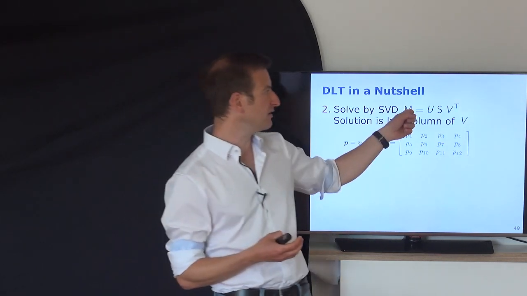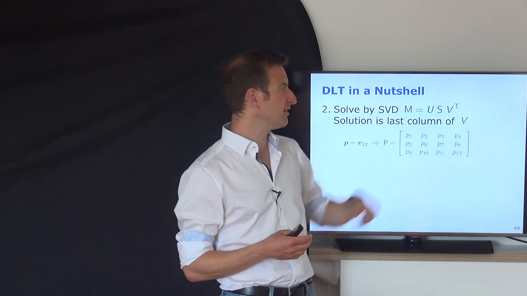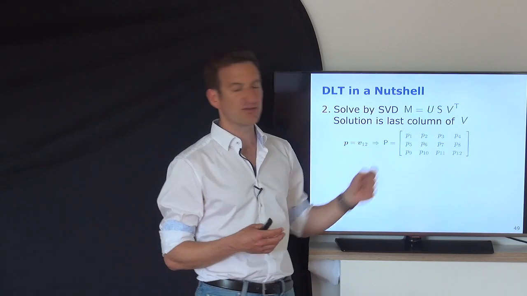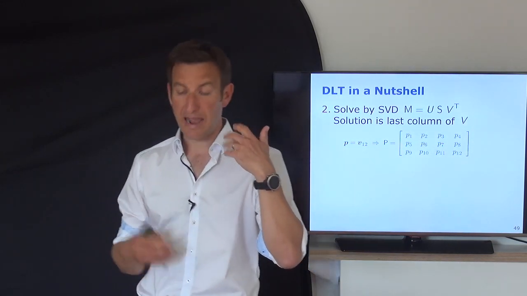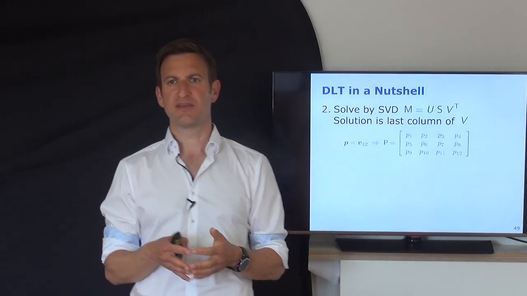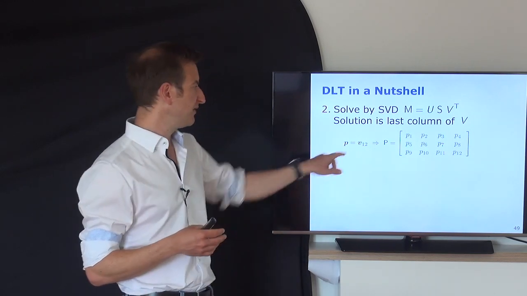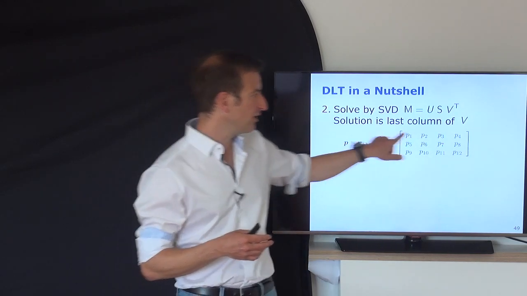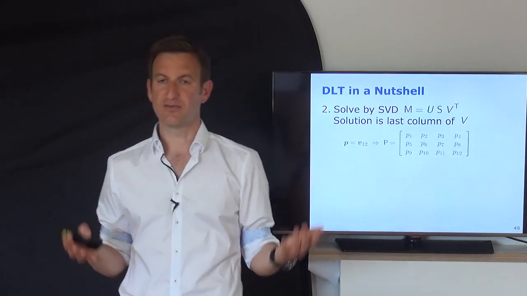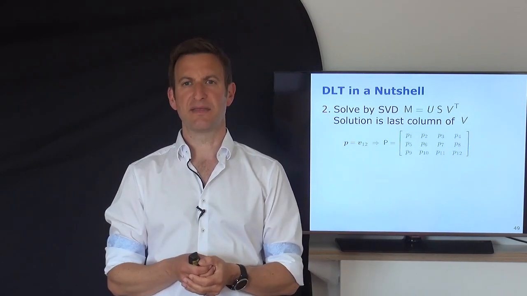So I run SVD on M, which gives me these different matrices. I'm only interested here in the matrix V, because the last column of V gives me either the null space or the best approximation of the null space, so the singular vector corresponding to the smallest singular value. These are our 12 values, and I just rearrange those 12 values in the form of my matrix P. And then I get P. If I'm happy with P, I'm already done at that point.